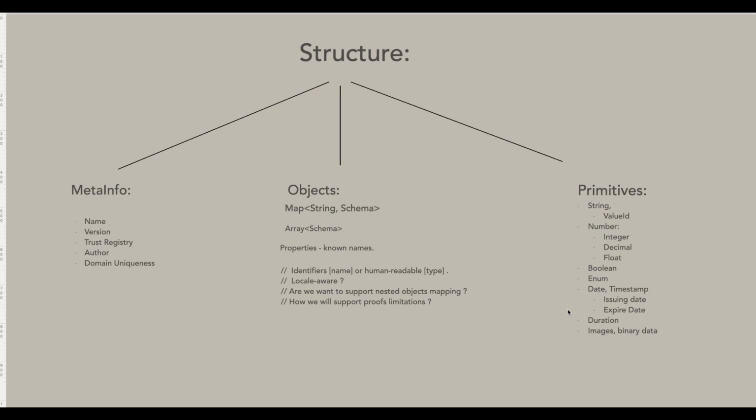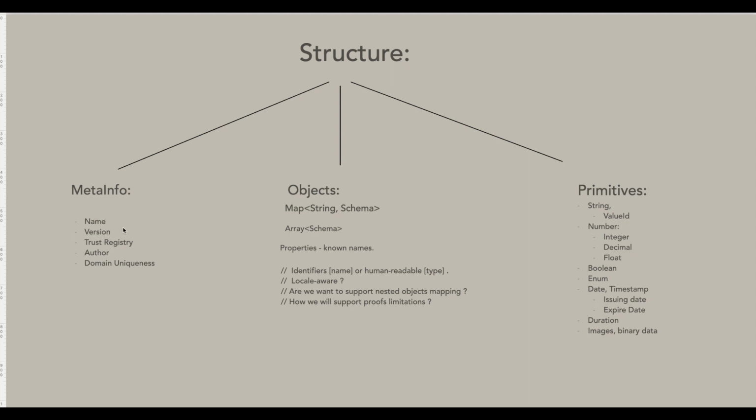Let's start from scratch. The credential definition schema is based on the meta schema. The meta schema structure is represented here. It includes the meta info with the basic information, objects and primitives, which are the body of the schema.